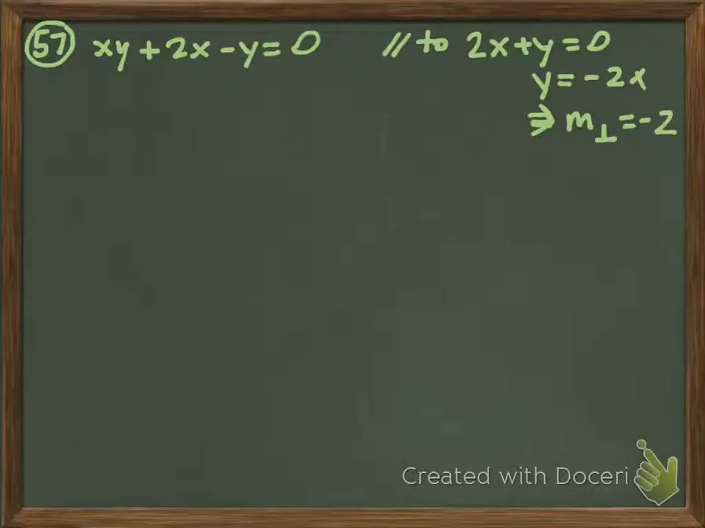Wouldn't -2 be the slope and 1/2 be the perpendicular? No, because it said find the normals to the curve that are parallel to this. So m perpendicular means that that's going to be my normal slope.